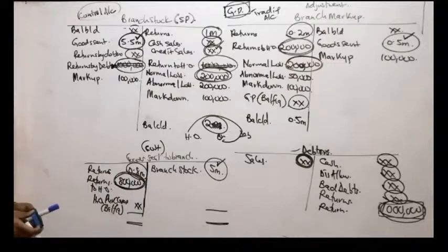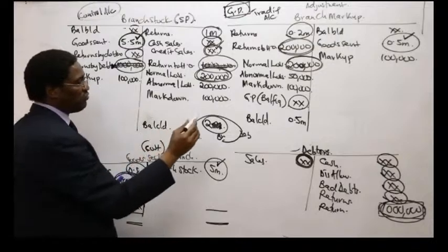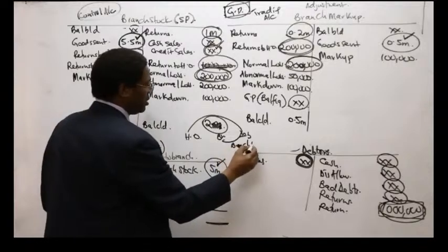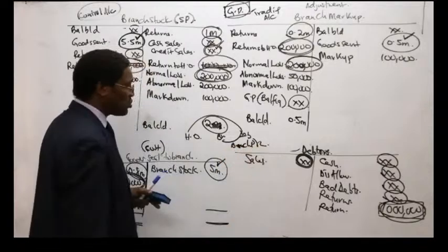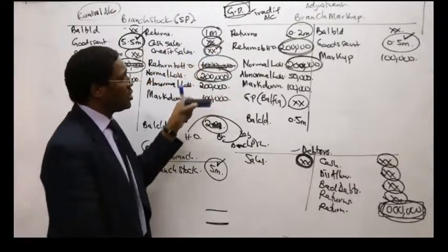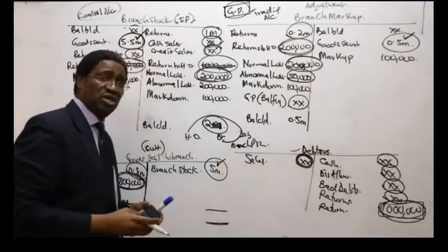Then we have said, what is an abnormal loss of stock? With an abnormal loss of stock, we say with the cost price of the abnormal loss, don't forget, you debit branch P&L. We also debit branch markup with the profit loading of the abnormal loss.